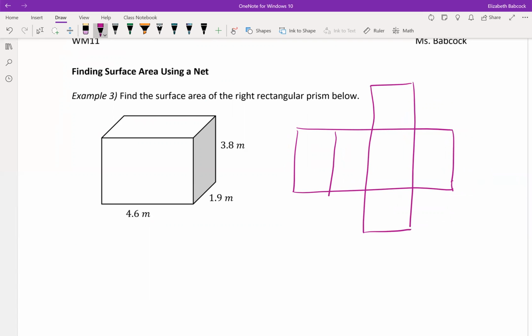Yeah, that's a bit better. Not great, but a bit better. Okay, what we can do is take our diagram and split it up.